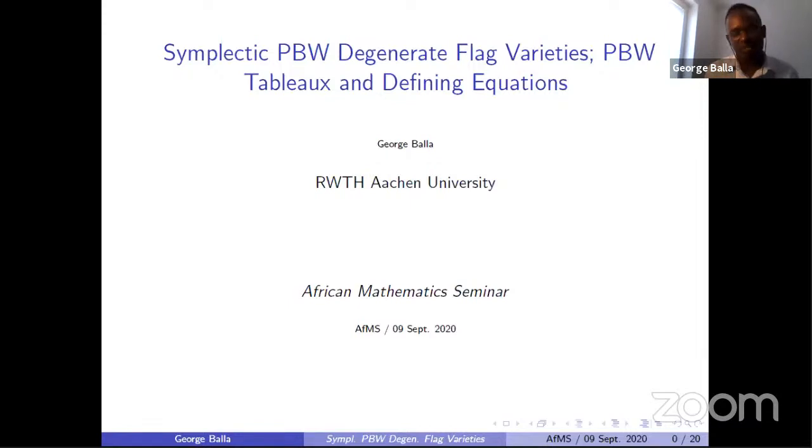So usually what researchers do, they specialize to some case. In this case, we shall look at the symplectic flag varieties, but a degeneration of those. And we shall look at some combinatorial objects, which are actually sisters to Young tableaux with a different flavor. And then some defining equations.